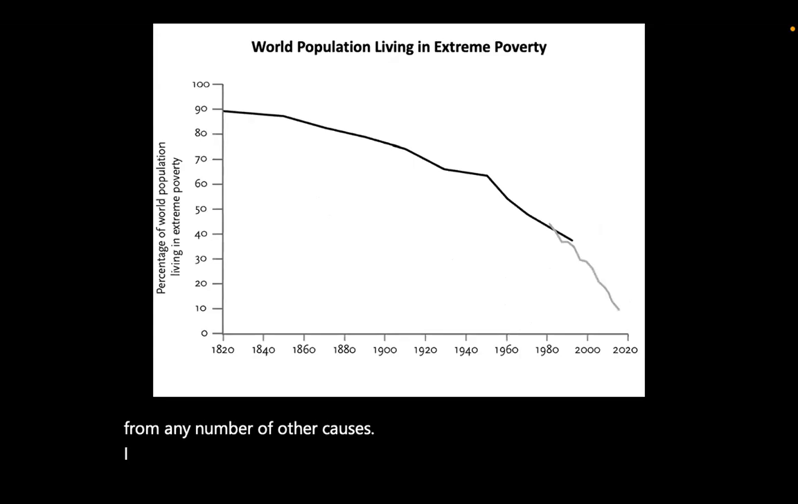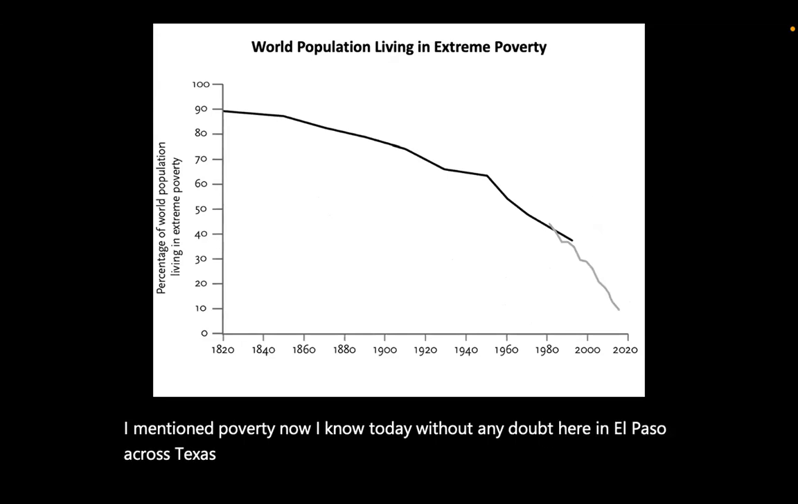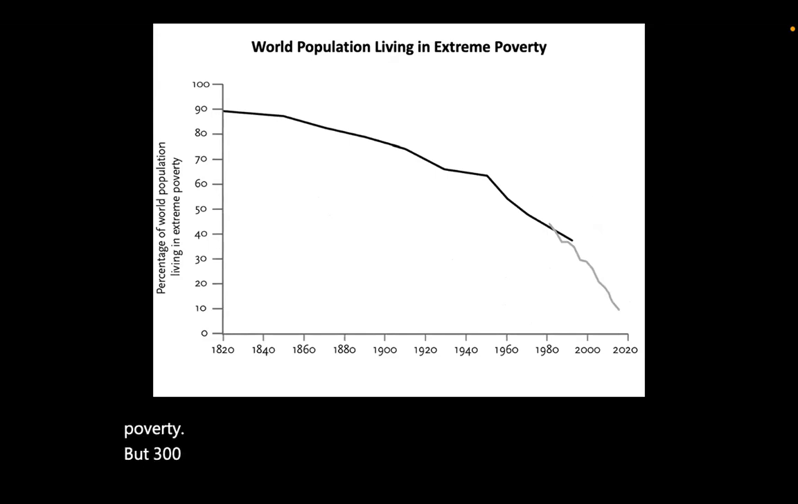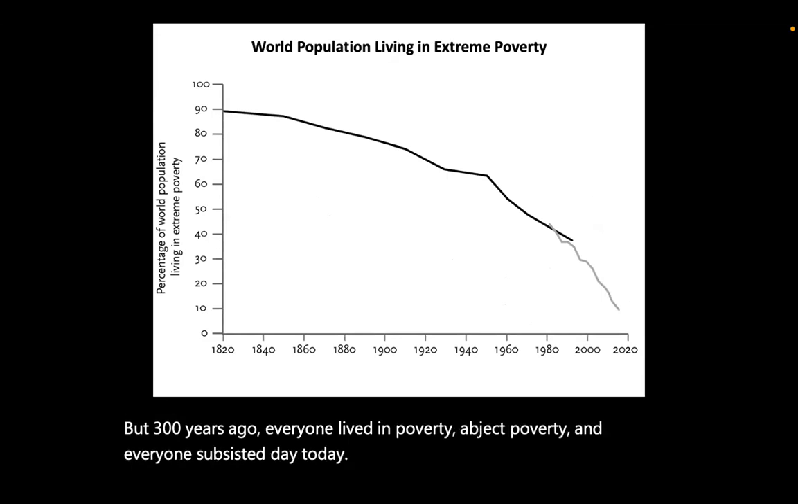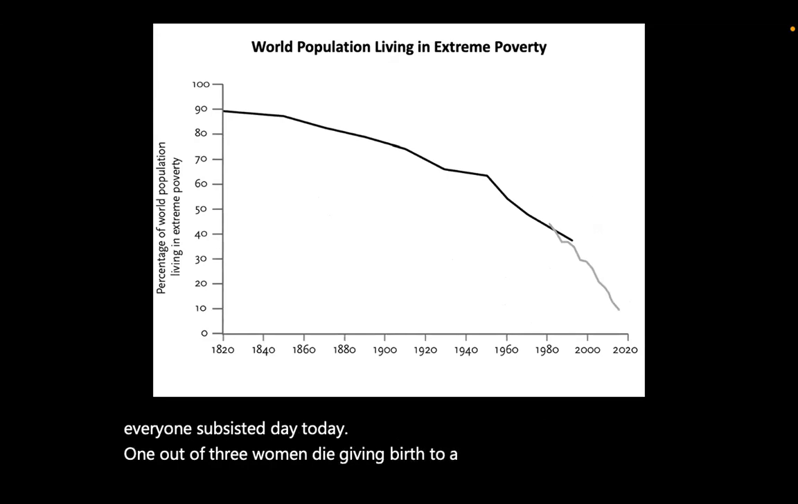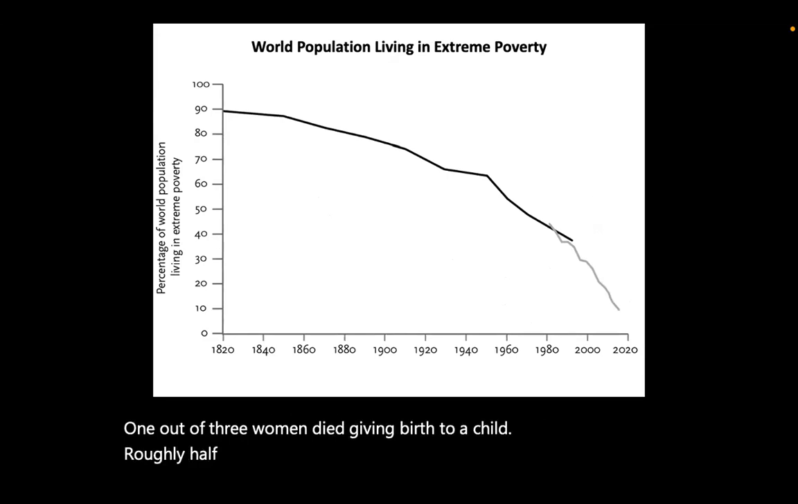I mentioned poverty. Now I know today, without any doubt, here in El Paso, across Texas, in Ghana, in Japan, in Michigan, there are people living in poverty. But 300 years ago, everyone lived in poverty, abject poverty, and everyone subsisted day to day to day to day. 1 out of 3 women died giving birth to a child. Roughly half of all children died by the age of 5. If you lived to 50, that was a really good life.